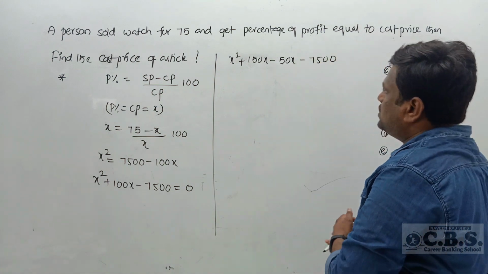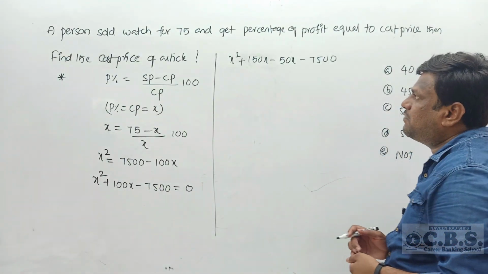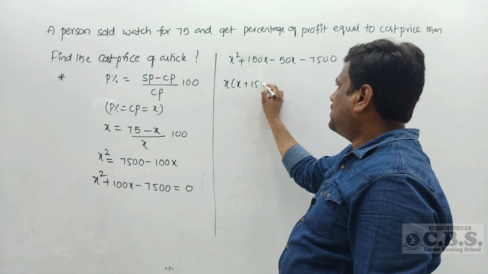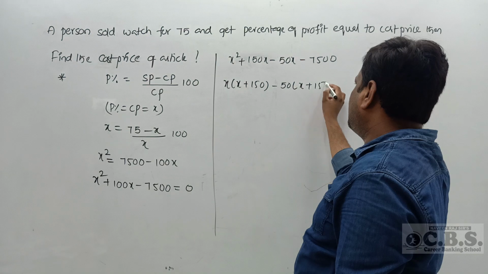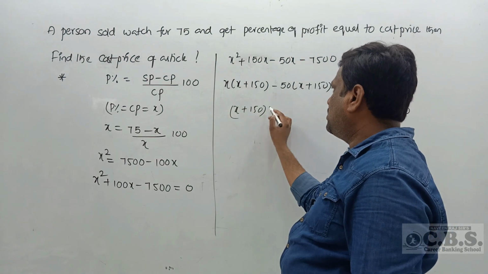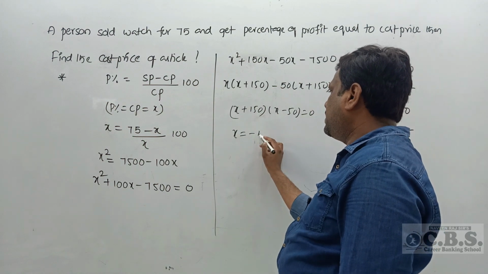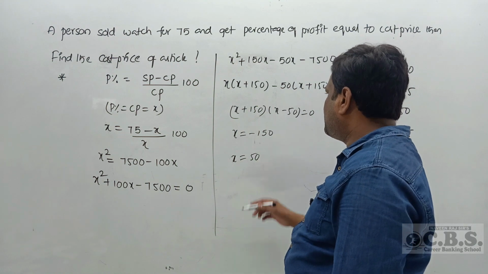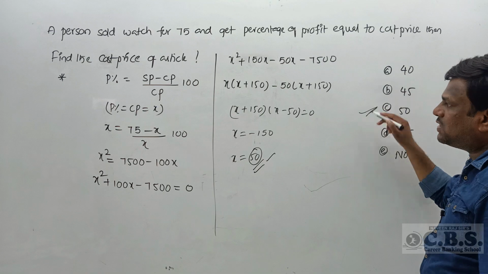So I just do the factorization of this one, 150 minus 50. If I take x common, x plus 150 is left. If I take minus 50 common, x plus 150 is left. Now x plus 150 is common, so (x plus 150)(x minus 50) is equal to 0. Now x is equal to minus 150 or x is equal to 50. Price is always a positive number, so your final answer is 50 rupees. Option C is the right answer.